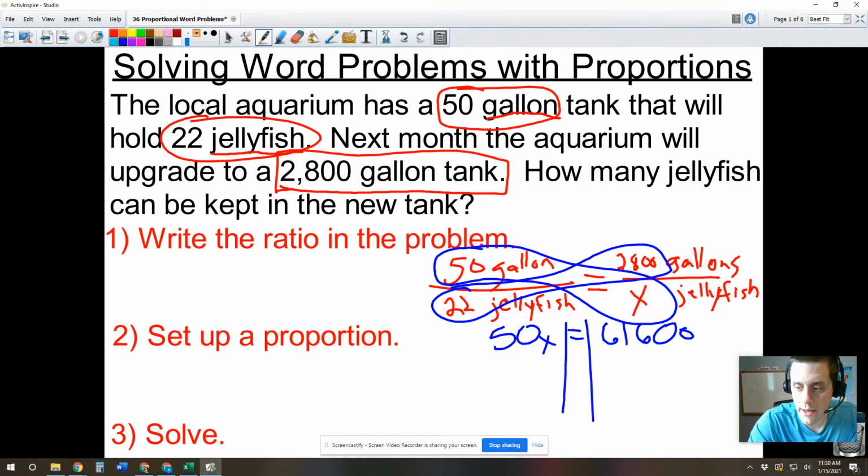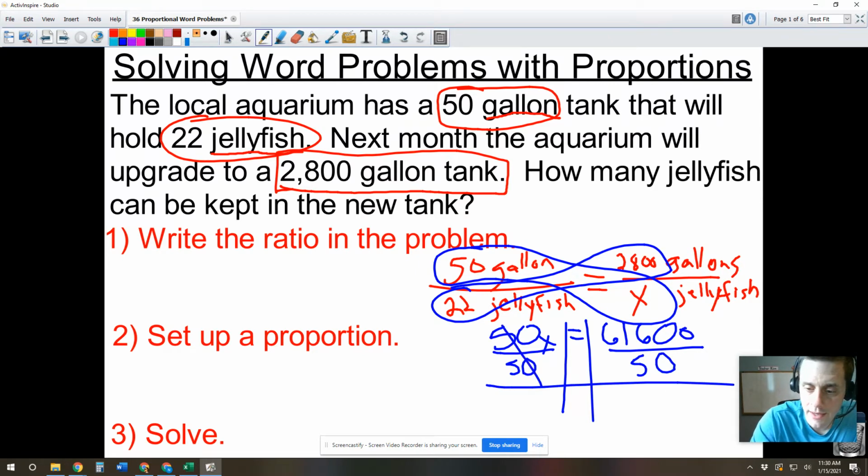Solving the equation now, I want to isolate the variable x. It is being multiplied by 50. The inverse is to divide by 50. Whatever I do to one side of the equation, I'm doing the exact same thing to the other side. I'm left with x equal to, and now performing my calculation on my calculator, 61,600 divided by 50.